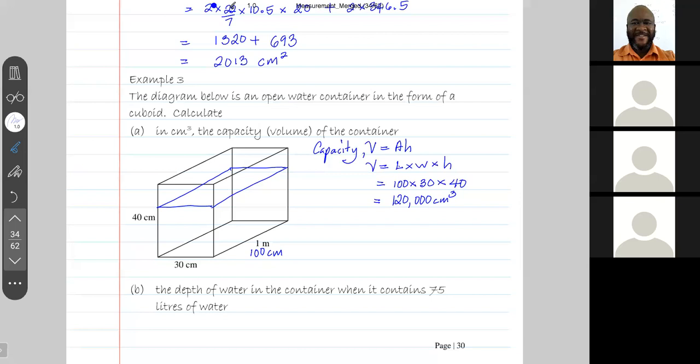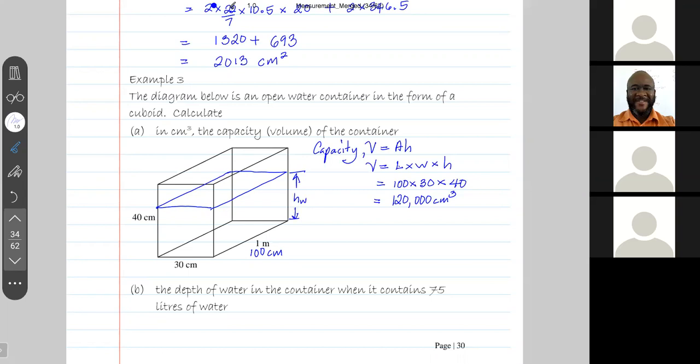All right, this could be done a little bit better, and I'm such a perfectionist. I am really. All right, this is better. So this is the height of the water in the container, or you could say it's the depth of the water. So let's call it the height of the water. And that is what we're being asked to find.